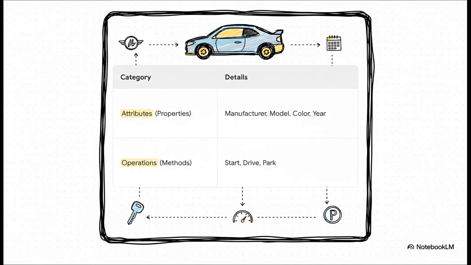Let's make this super clear with our car example. The car's attributes? That's what it is. Things like its manufacturer, the model, its color, the year it was made. And its operations? Well, that's what it can do. Start, drive, park, stop. See? By grouping all of that together, we've created a car object that's basically a digital twin of a real car.